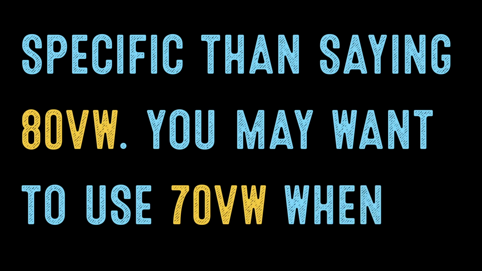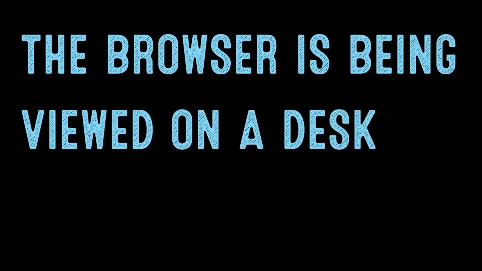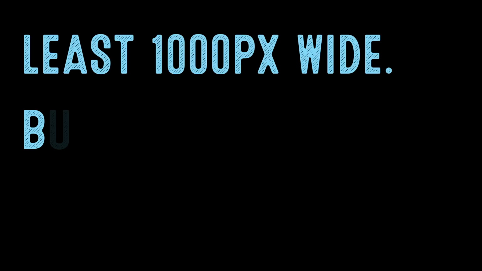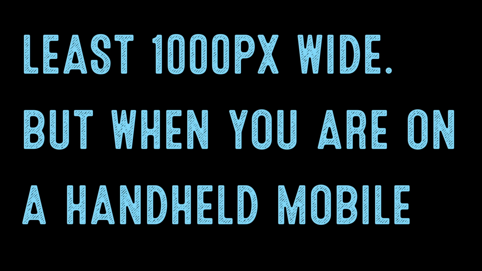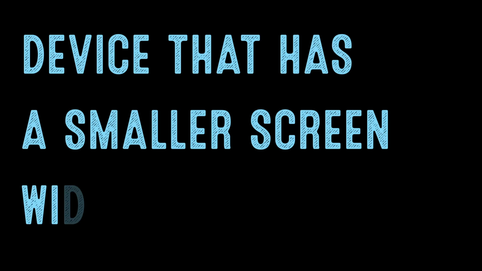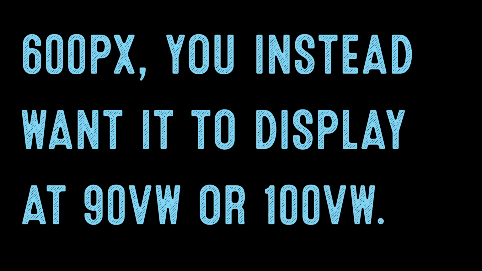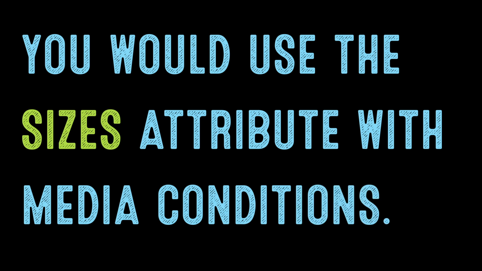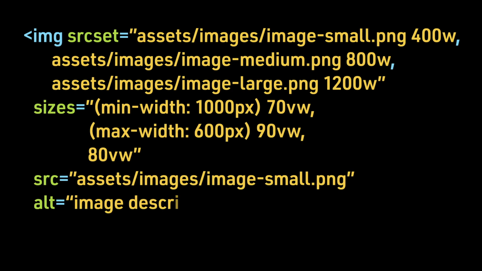You may want to use 70 VW when the browser is being viewed on a desktop screen that is at least 1,000 pixels wide, but when you are on a handheld mobile device that has a smaller screen with, let's say, 600 pixels, you instead want it to display at 90 VW or 100 VW. You would use the sizes attributes with media conditions. The following example shows how this may be written out.